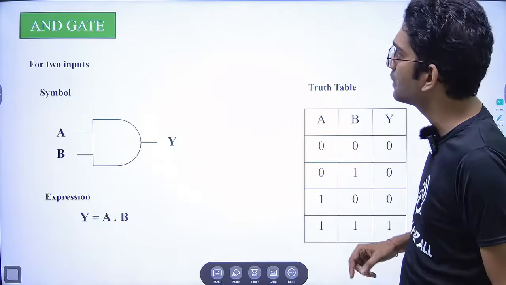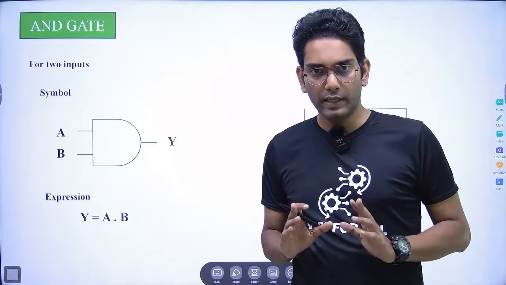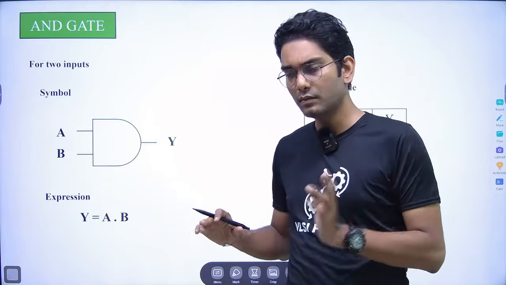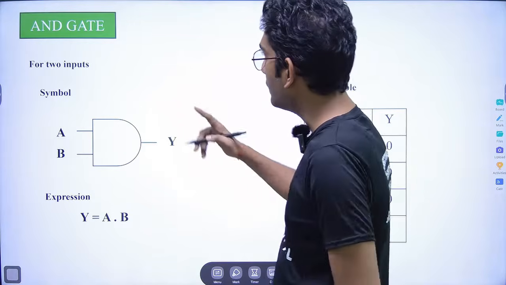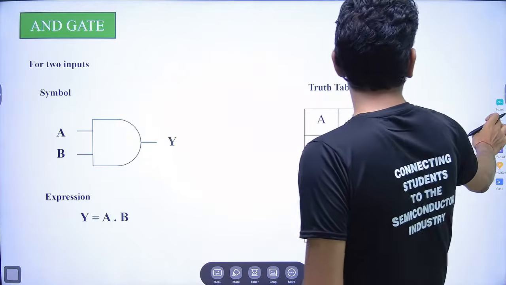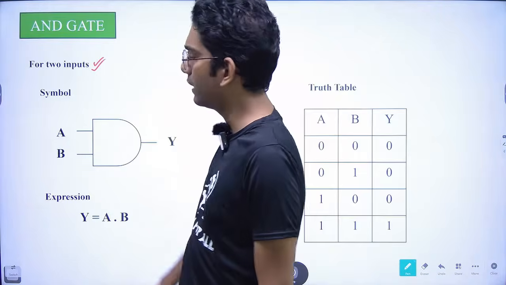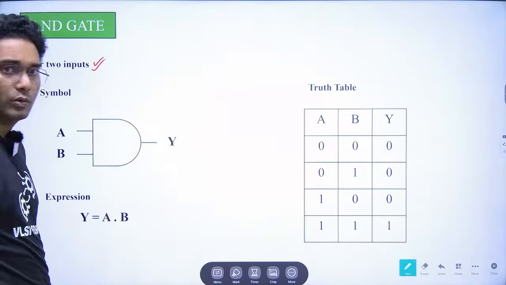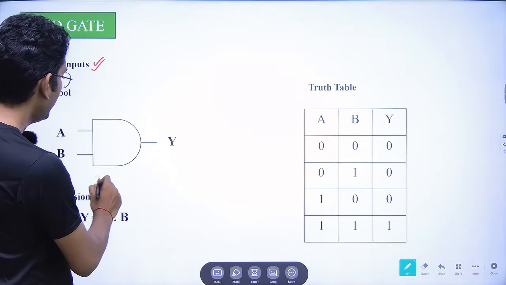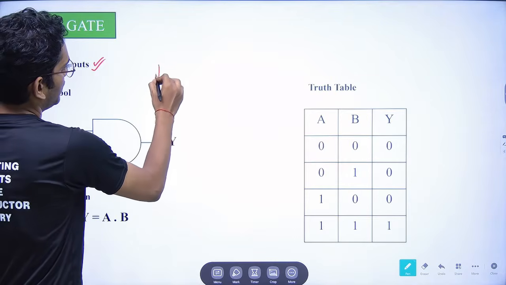Now next, coming to the basic logic gates, and first we will cover the AND gate. First I will be telling you about the 2 input AND gate. For the 2 input AND gate, this is the basic symbol.